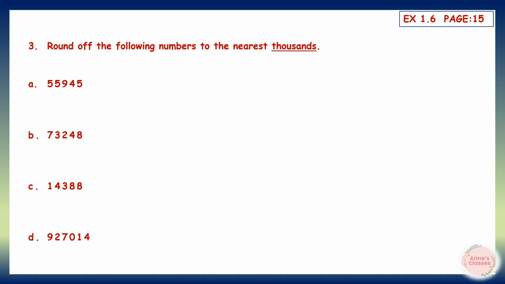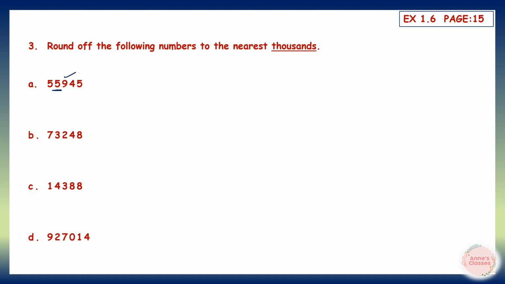Question 3. Round off the following numbers to the nearest thousands this time. So let's look at the digit in the thousands place. Ones, tens, hundreds, thousands. We have this 5 which is in the thousands place. Again, look at the digit to the right. Digit to the right is 9 which is more than 5. So if 9 or whatever that digit there is more than 5, this number which you have underlined will increase by 1. So 5 will now become 6.